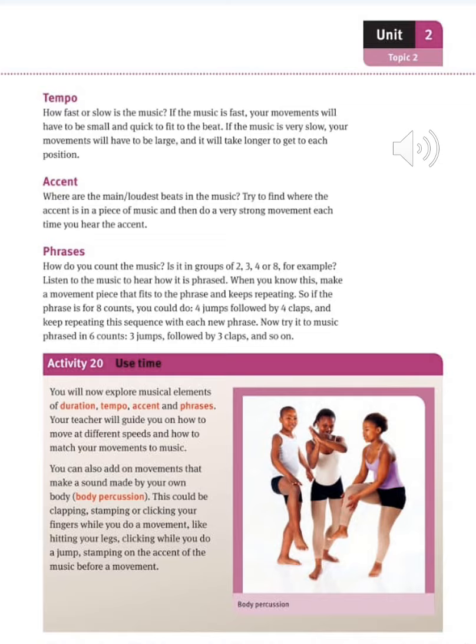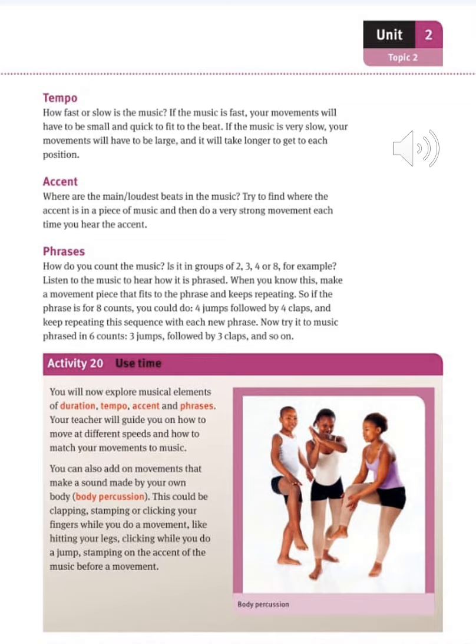All right, our next element is phrases. How do you count the music? Is it in groups of 2, 3, 4, or 8? For example, listen to the music to hear how it is phrased. When you know this, make a movement piece that fits to the phrase and keeps repeating. So if the phrase is 8 counts, right? You could do 4 jumps followed by 4 claps and keep repeating this sequence with each new phrase.